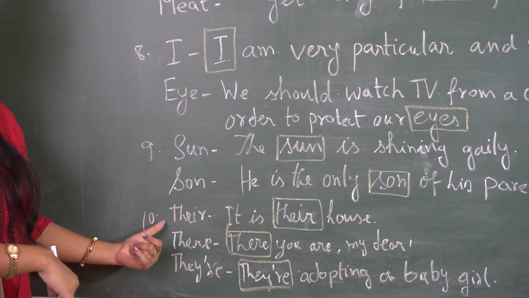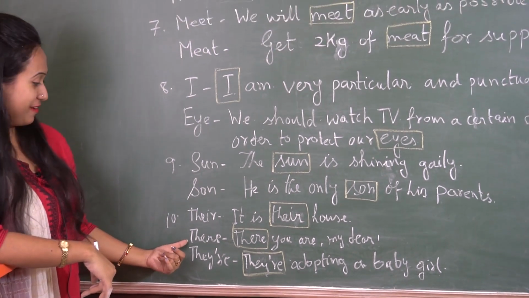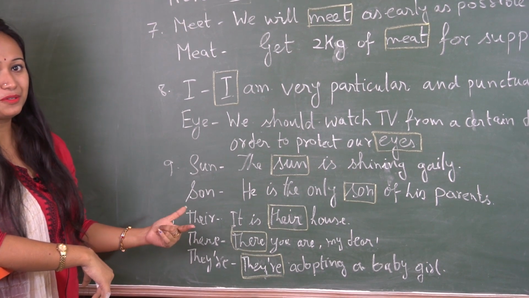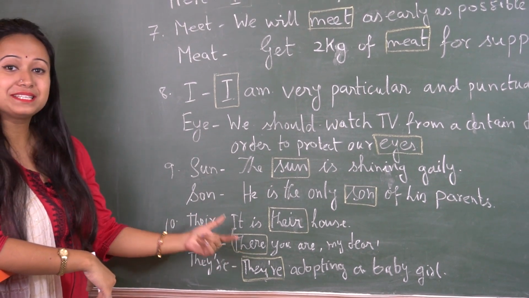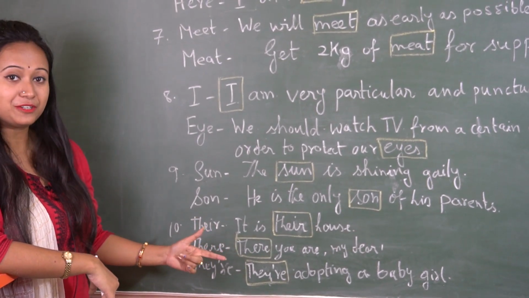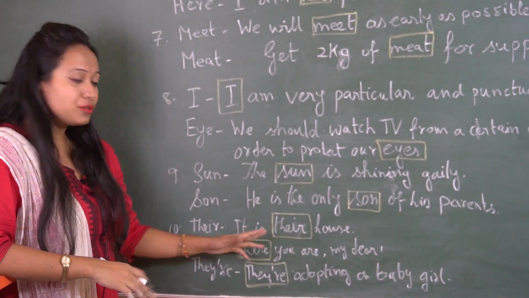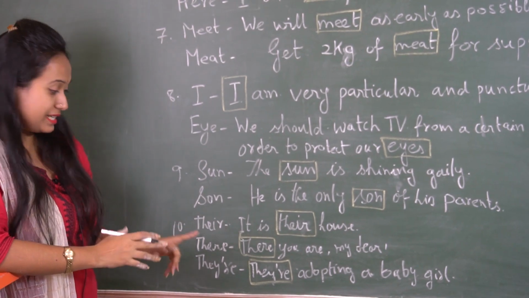Now, next is the trio pack. Over here you will find their, there, and they're. Same sound, but according to the sentence, you see how well the usage is being mentioned here. Their, it is their house. So it is a particular possession which belongs to someone.